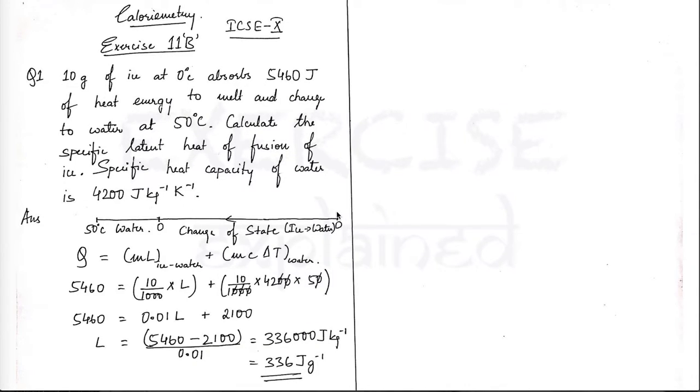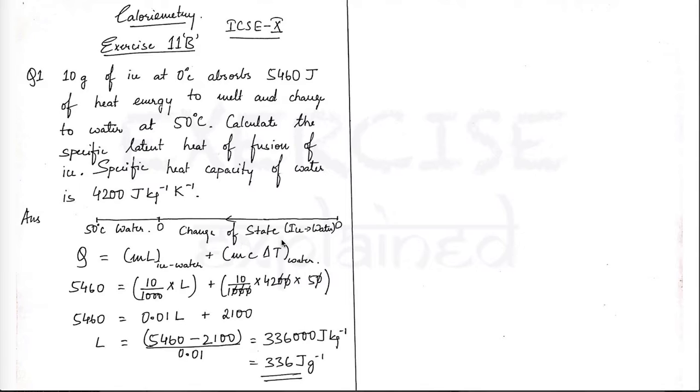So you can see two things are happening here. First, the ice is changing to water. So ice at 0 changes to water at 0 degrees. And after that, the same water which is being changed from ice is heated to 50 degrees. So it is very simple. We need to understand one thing.